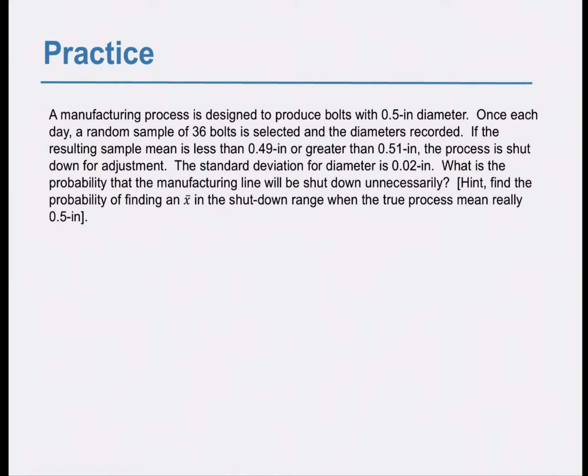A manufacturing process is designed to produce bolts with a 0.5-inch diameter. Once each day, a random sample of 36 bolts is selected and the diameter is recorded. If the resulting sample mean is less than 0.49 or greater than 0.51, the process is shut down for adjustment. The standard deviation for diameter is 0.02 inches. What is the probability that the manufacturing line will be shut down unnecessarily?